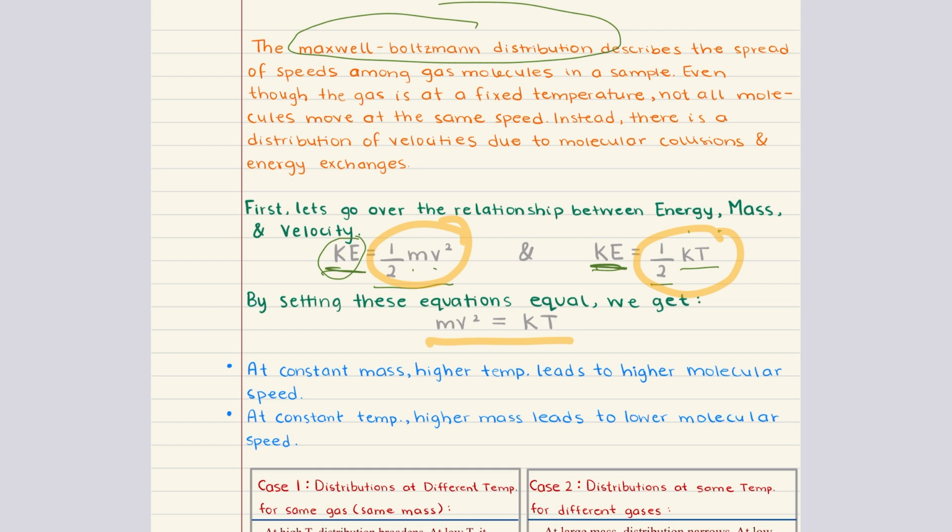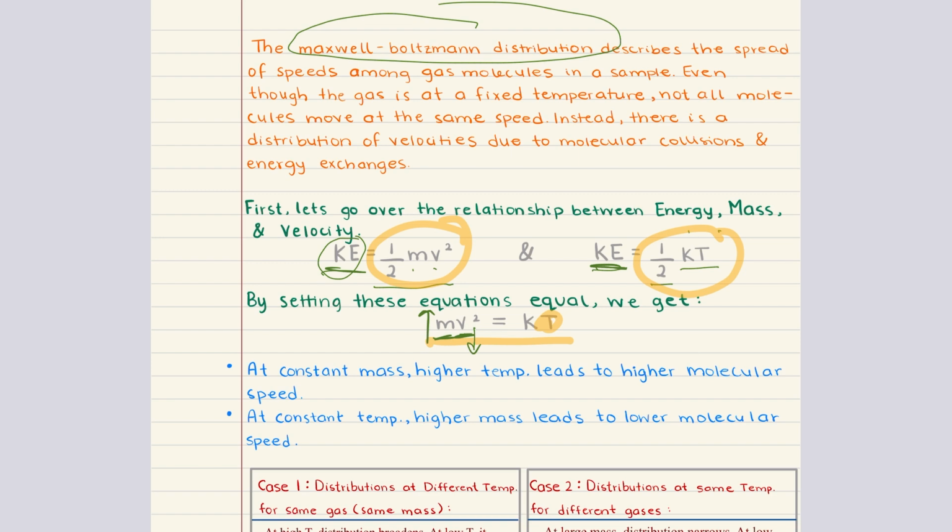This equation tells us something important. At a constant temperature, the velocity of a gas molecule depends on its mass. The heavier the molecule, the lower its velocity. And the lighter the molecule, the faster it moves.